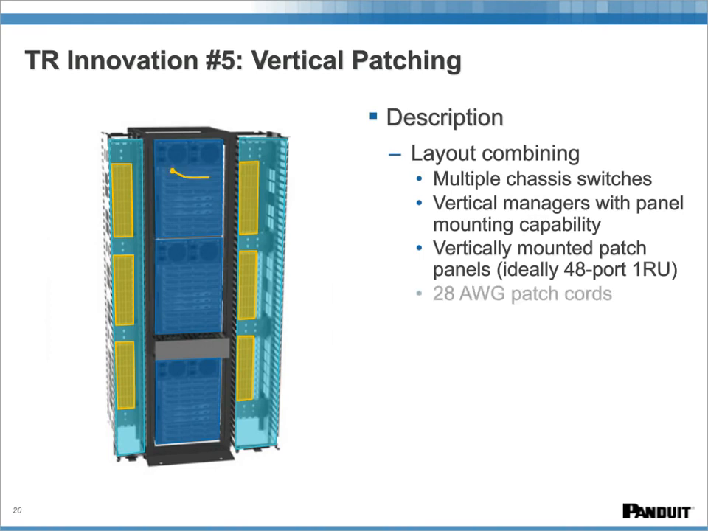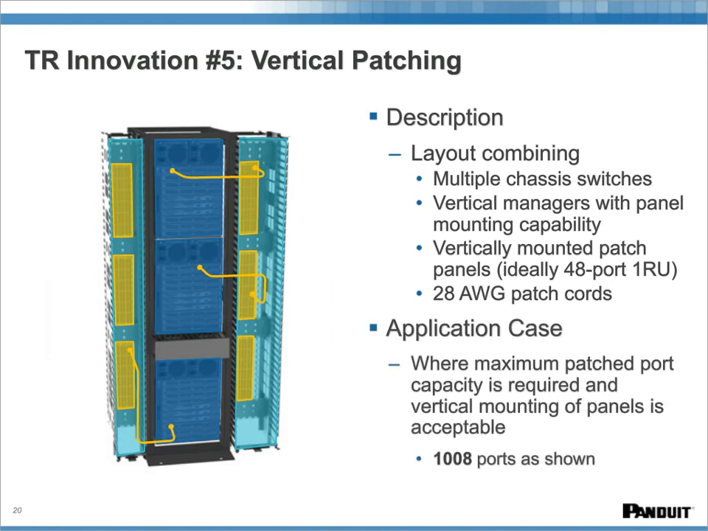And finally, looking at how you might patch between switches, from switches to the adjacent set of panels, we certainly want to be using 28-gauge patch cords here because, as you'll see, the patching density gets quite high in this application. What we're doing here, the goal is maximum patch port capacity where that's needed, and where vertical mounting of the panels is acceptable. This actually can get you just over 1,000 patched ports, as we're showing in this scenario.